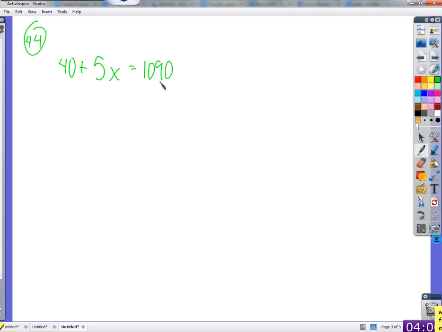You have to get this to come out to be 10,090, or less than 10,090, right? That could be okay. So we could technically put a less than. But we're really just going to solve it like an equation. So how many books are we going to order? We'll subtract 40. So 5x is less than or equal to 10,050. And then we divide by 5. x is 10,050 divided by 5.